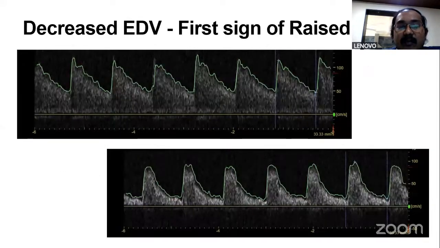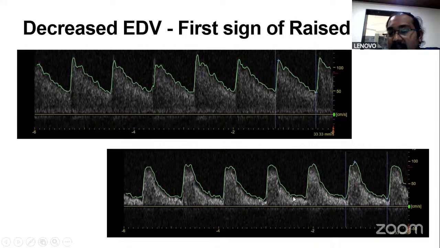So you can see the above waveform is a normal waveform, but as the ICP increases in the below waveform, you can see that end diastolic velocities have come down. Okay, the peak systolic velocities are preserved, whereas the end diastolic velocities have come down. So this is the first sign of raised ICP, and this is where we need to intervene.